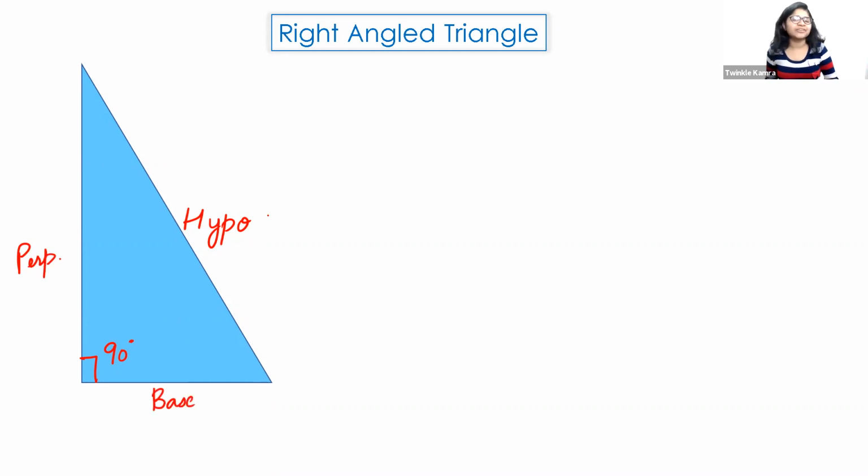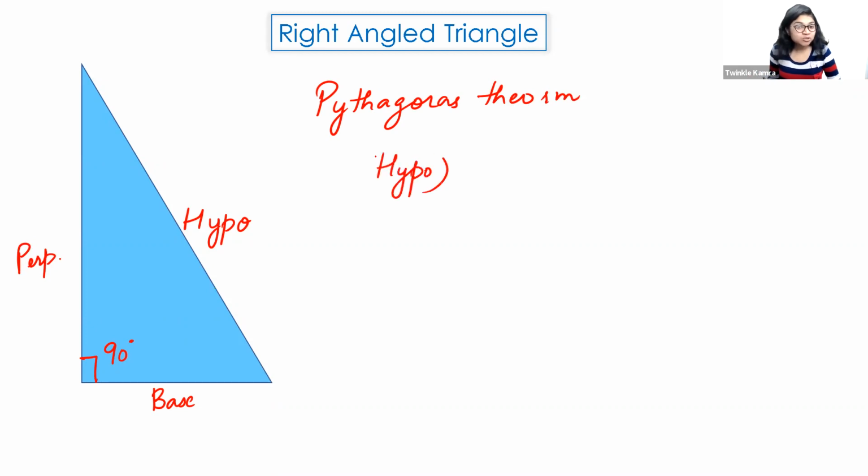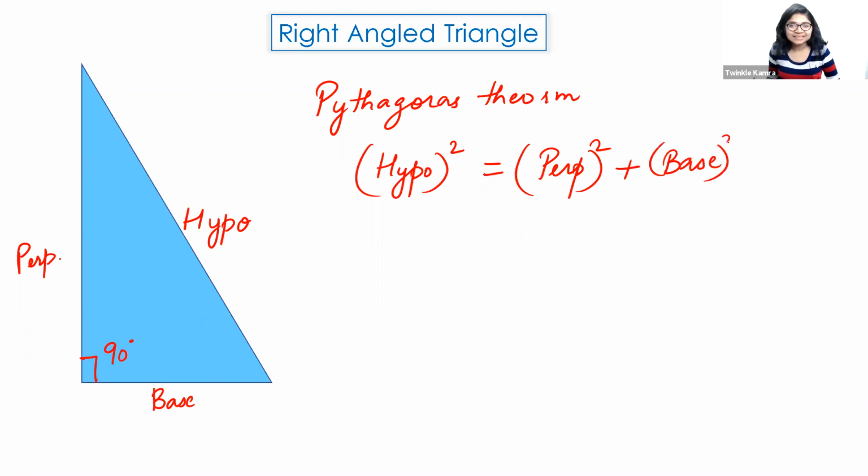For a right angle triangle, we have a very famous theorem, which is the Pythagoras theorem, right? So in this theorem, what we have is that hypotenuse square is equal to perpendicular square plus base square. Very simple. This is always what we have.